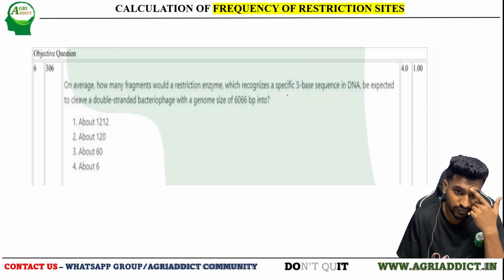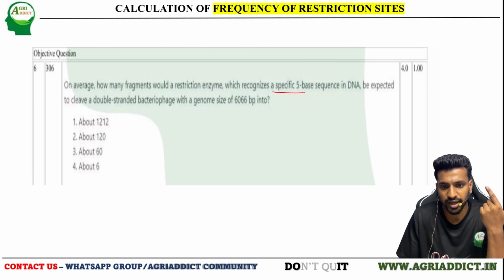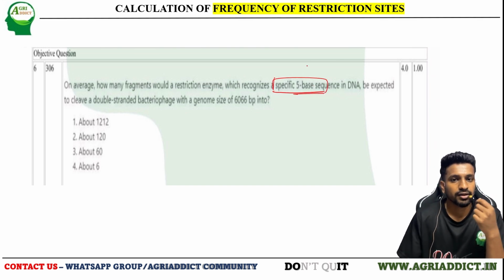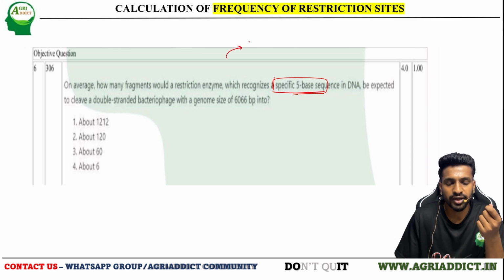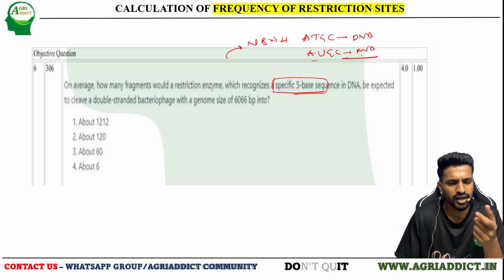What have they given? They have said that it will recognize a 5 base pair sequence. So this is the first one. How many nitrogen bases are present? We know it's 4. It would be ATGC in the case of DNA, and AUGC in the case of RNA. Since they have asked about DNA, we'll consider the same. Even if they ask for RNA, the procedure is the same. No need to get confused, because RNA also has 4 nitrogen bases, and DNA also has 4 nitrogen bases.